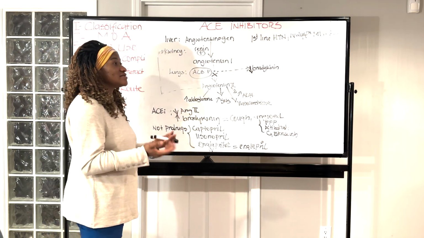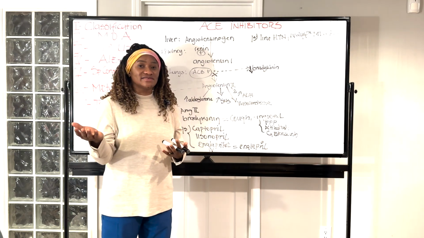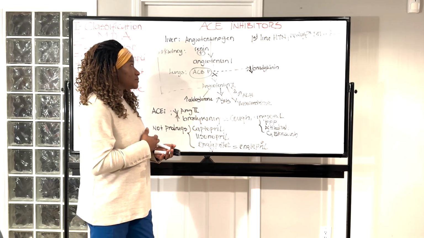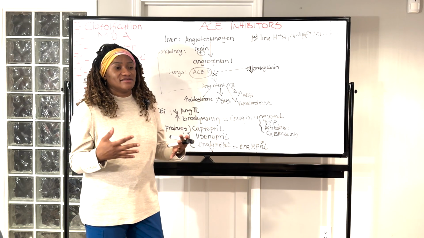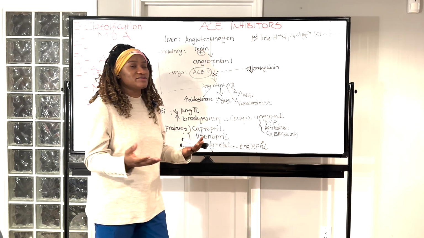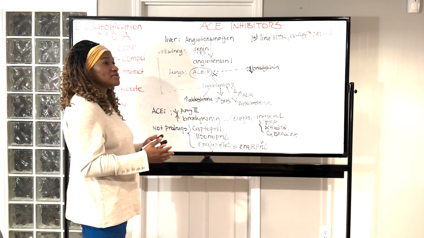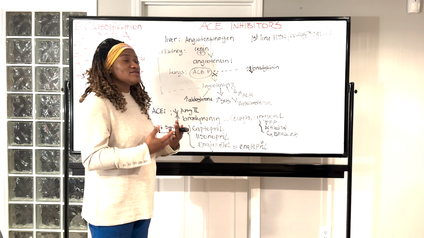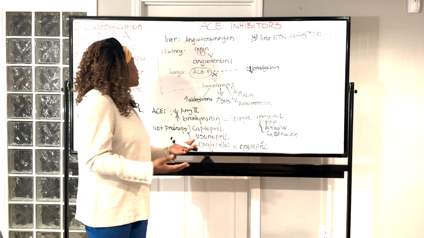Interaction. So you don't want to give ACE inhibitor with drugs that can potentially increase the blood pressure. So you don't want to give them with NSAID. NSAID, they increase the blood pressure through the prostaglandin. Metabolism. ACE inhibitors are mainly metabolized in the liver, so you want to make sure to adjust the dose if the patient has a liver failure.